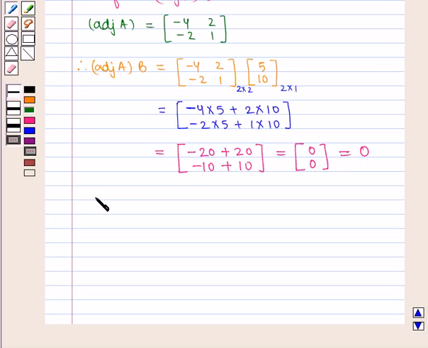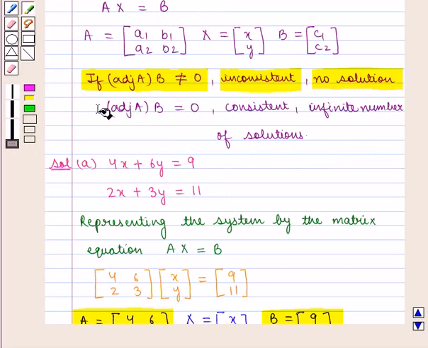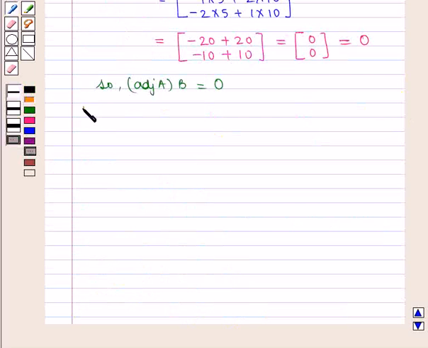So adjoint of A into B is equal to 0, and from the key idea we know that if adjoint of A into B is equal to 0, then the system of equations is consistent and has infinite number of solutions. Therefore, the given system of equations is consistent and has infinite number of solutions.